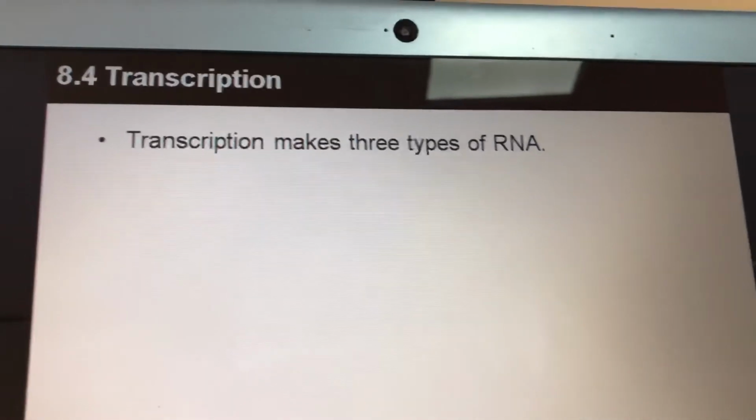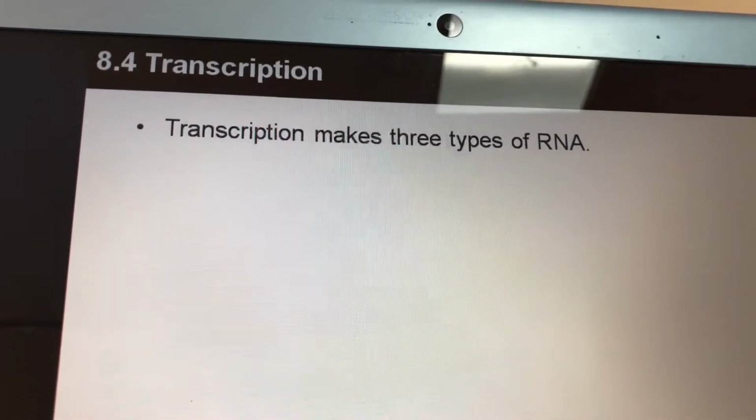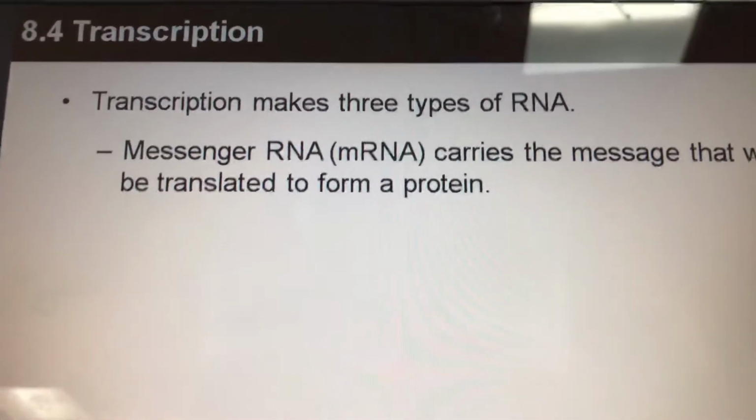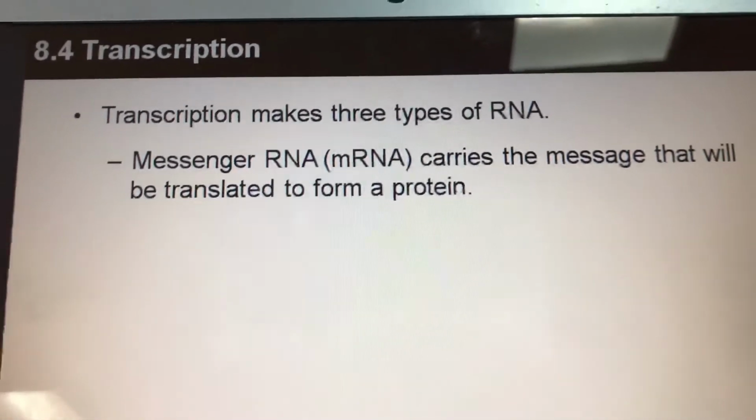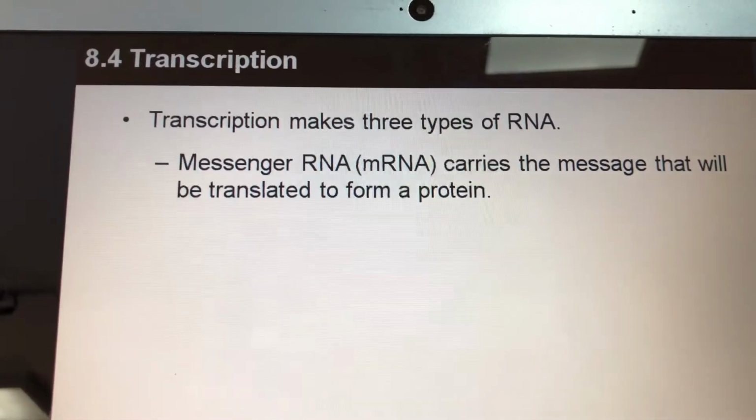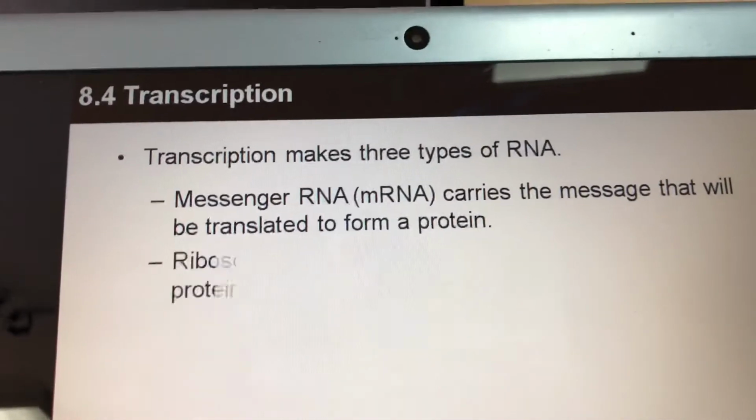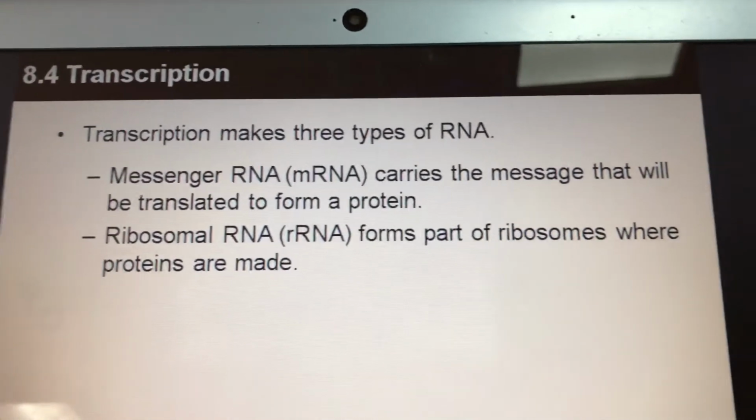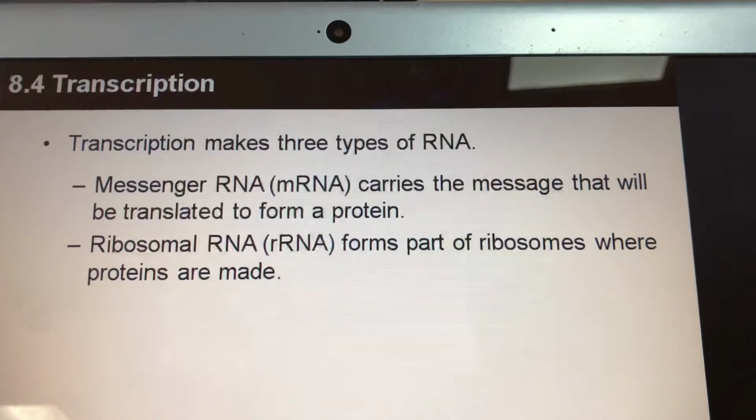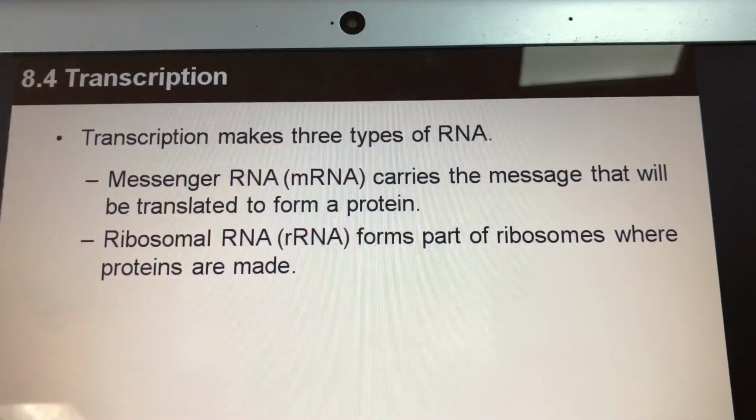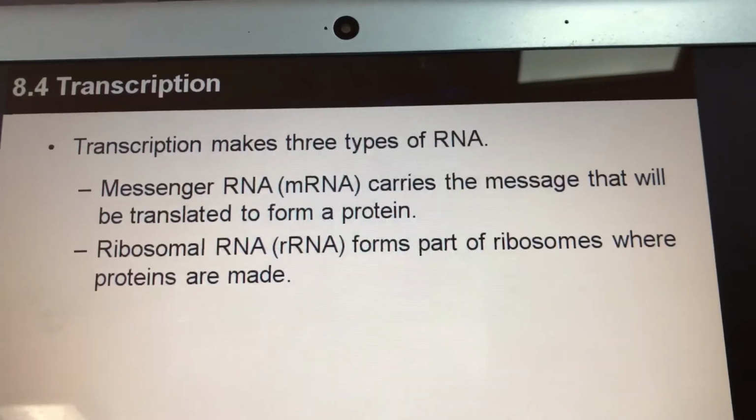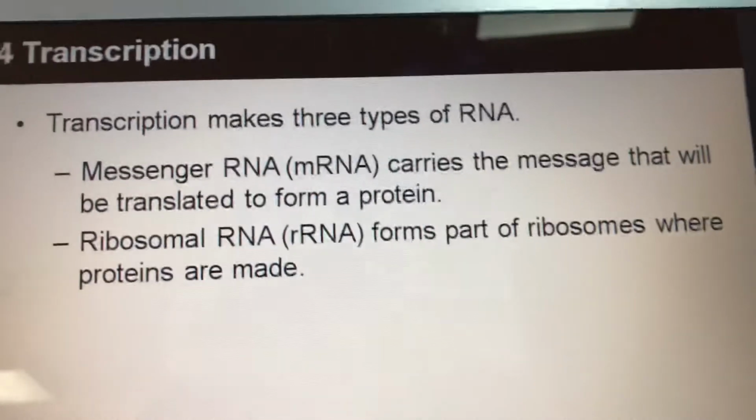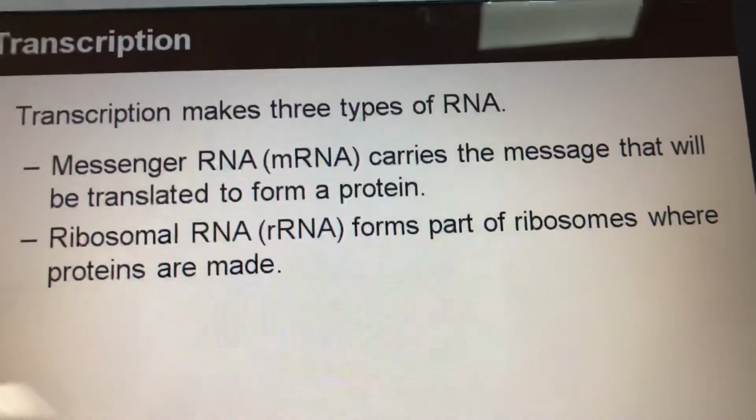Now, what are the three types of RNA that are transcribed? We have three types. The first one is the messenger RNA, and we call it mRNA. It carries the message that will be translated to form a protein. The second type of RNA is ribosomal RNA, and as we learned, the ribosomes are structures in the cell that are factories for proteins. So there is a type of RNA called ribosomal RNA, and they are part of the ribosomes. They help in protein synthesis.